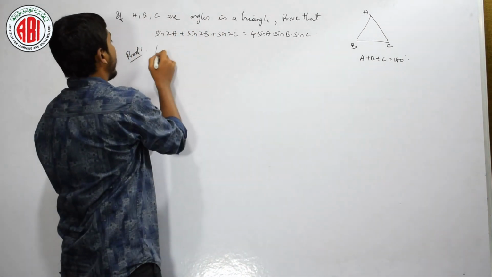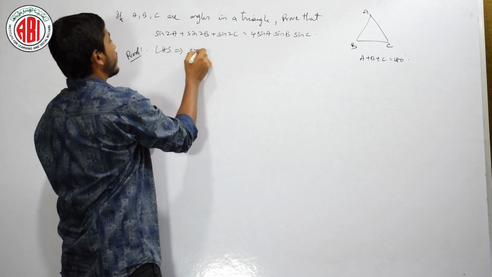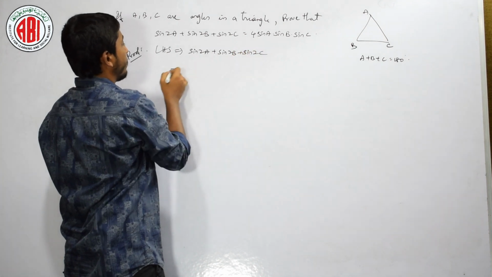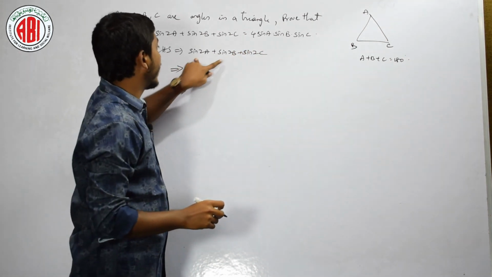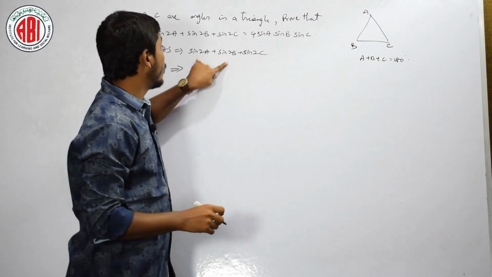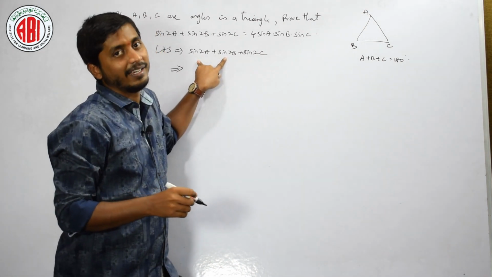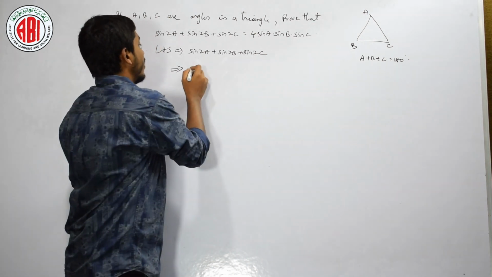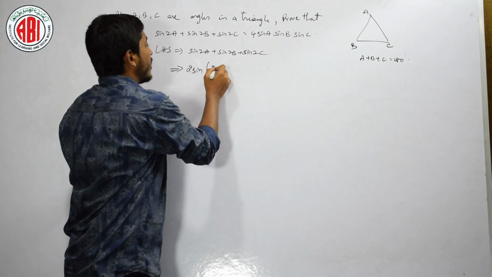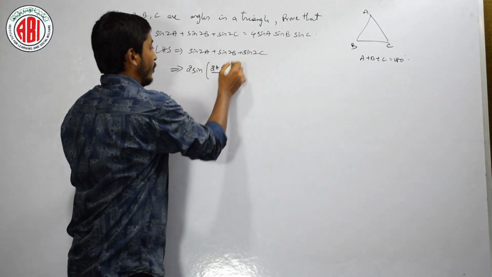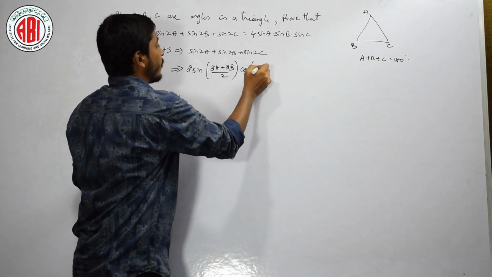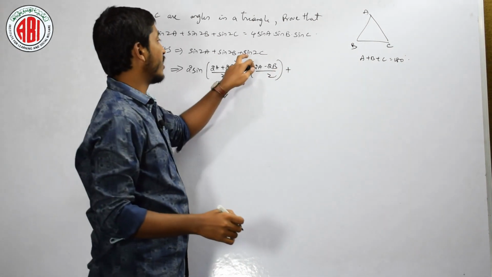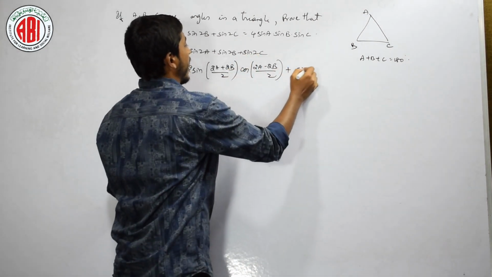Now let us take LHS, that is sin 2A plus sin 2B plus sin 2C. Okay. Now let us take the first two terms. What is sin 2A plus sin 2B, which is nothing but sin C plus sin D. What is sin C plus sin D? Hope you remember the formula, that is 2 sin C plus D by 2 cos C minus D by 2, isn't it? Now see here, let us keep this sin 2C as it is.